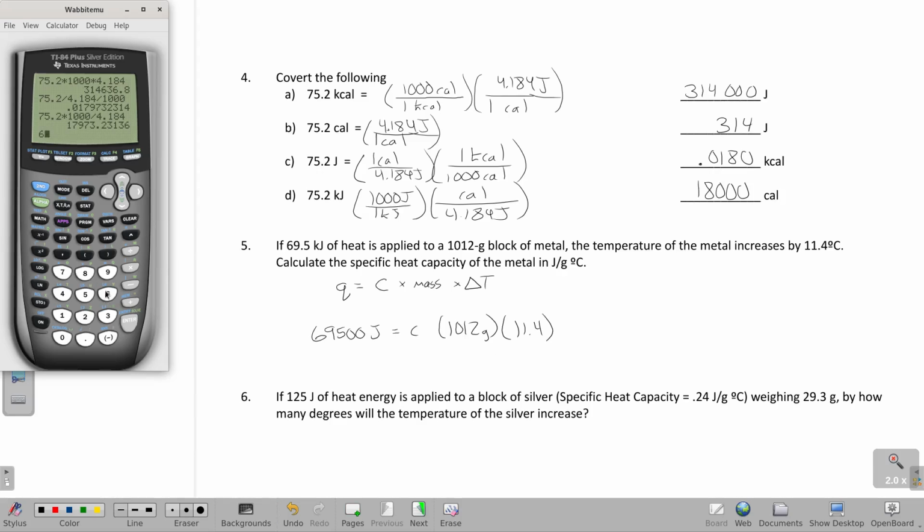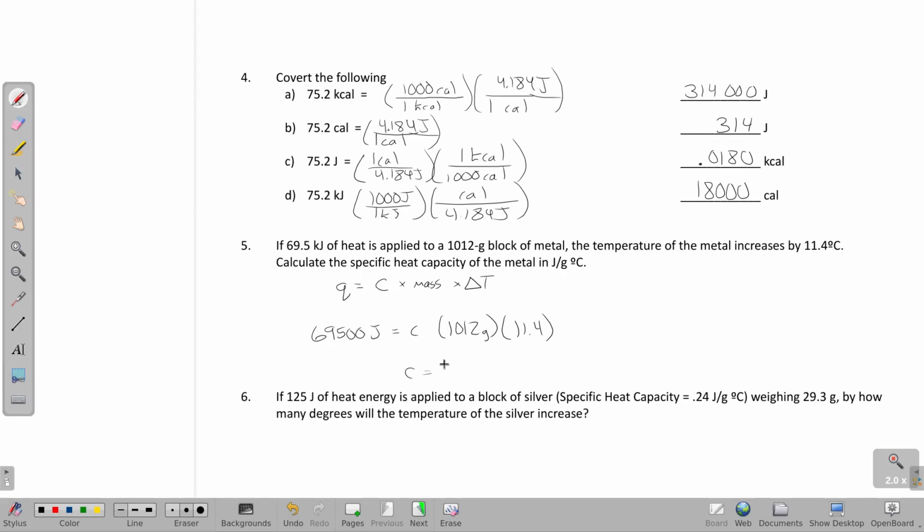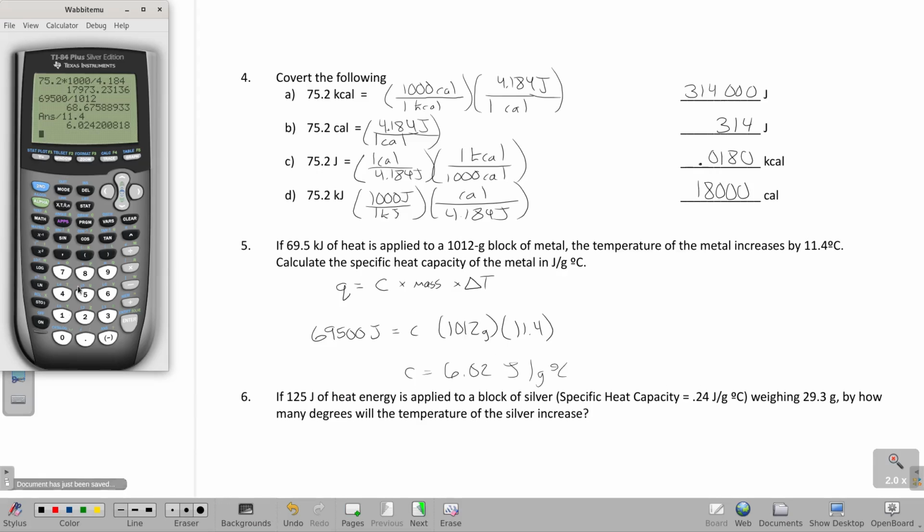So 69,500 divided by the mass, and then also divided by 11.4, we get a specific heat of 6.02. And the units are joules per gram degree Celsius. Did I type in everything right there? Yeah.